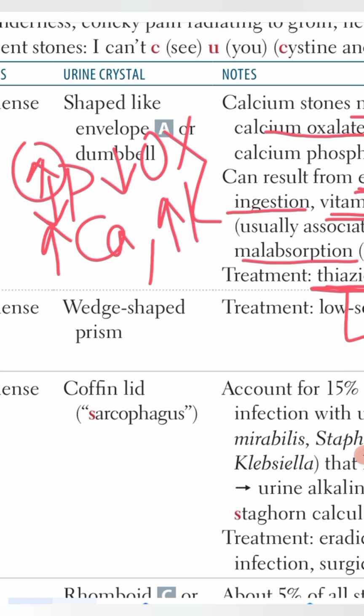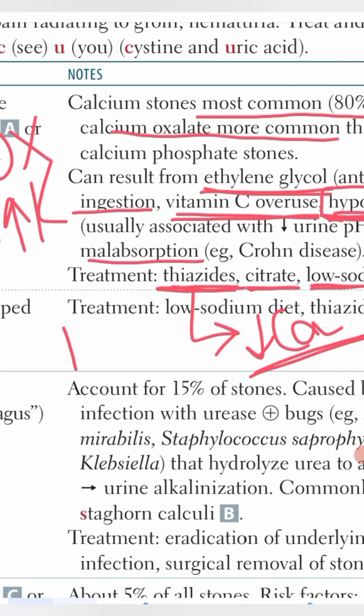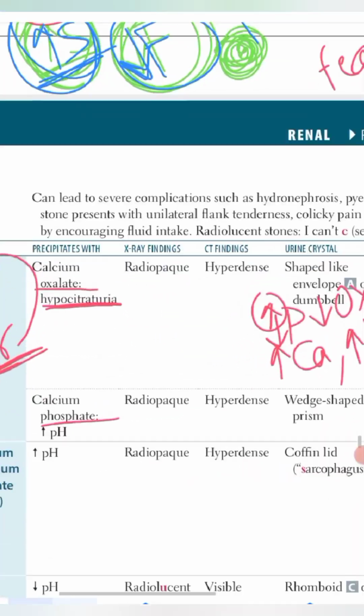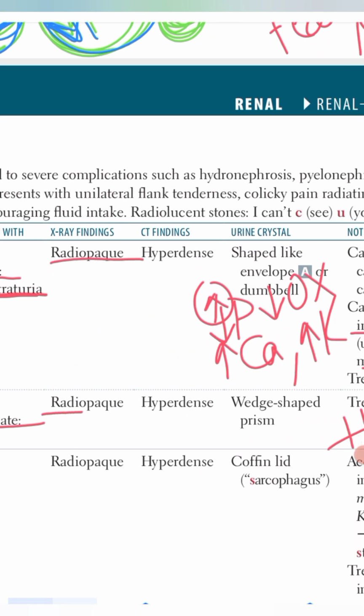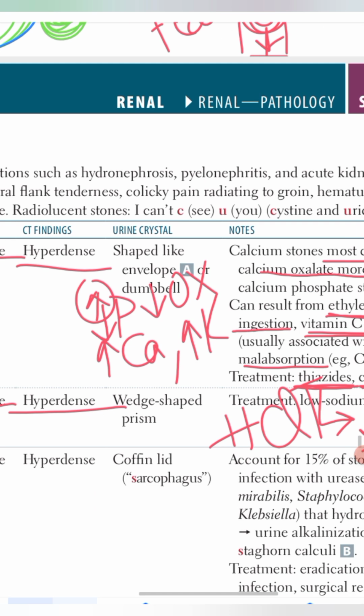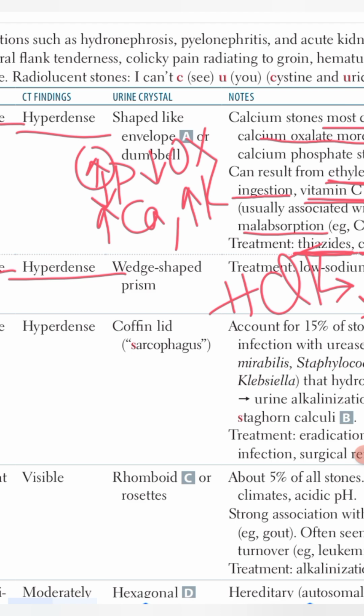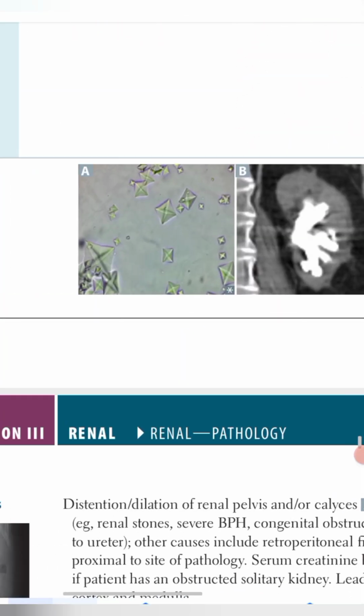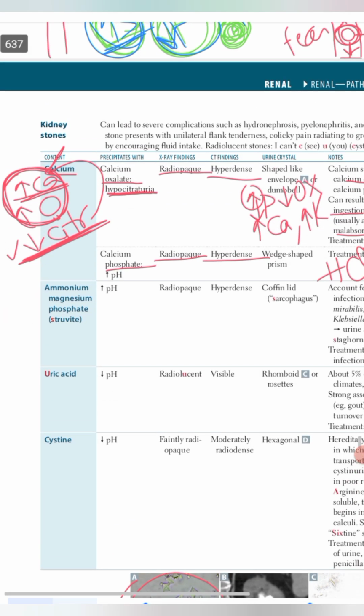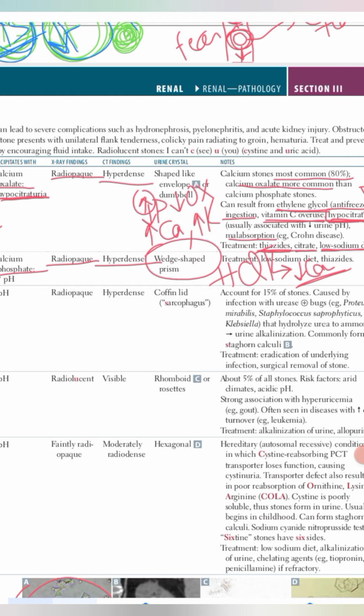And among thiazide diuretics, the example is hydrochlorothiazide. And these stones are radio opaque. We can see them on the x-ray, ultrasound, and even on the CT scan. If we see the shape, the calcium oxalate stones are like an envelope or a dumbbell, like shown here, and the calcium phosphate stones are wedge shaped prisms.